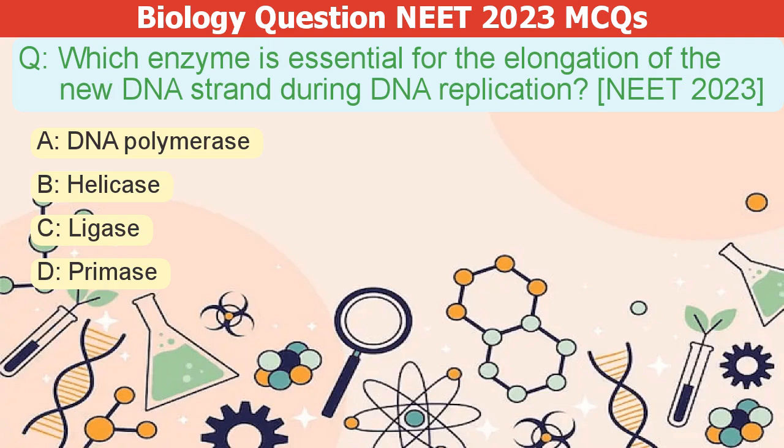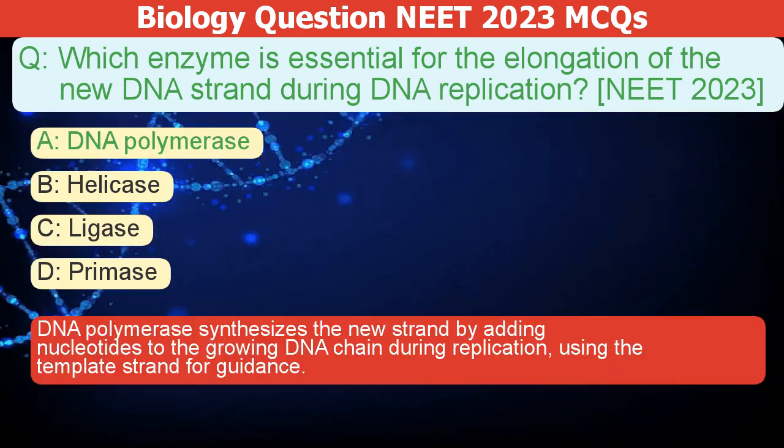Which enzyme is essential for the elongation of the new DNA strand during DNA replication? NEET 2023. A. DNA polymerase. B. Helicase. C. Ligase. D. Primase. The correct answer is A. DNA polymerase synthesizes the new strand by adding nucleotides to the growing DNA chain during replication, using the template strand for guidance.